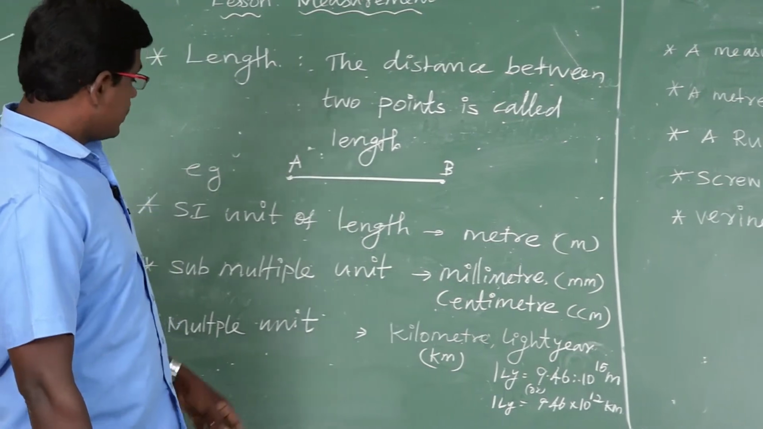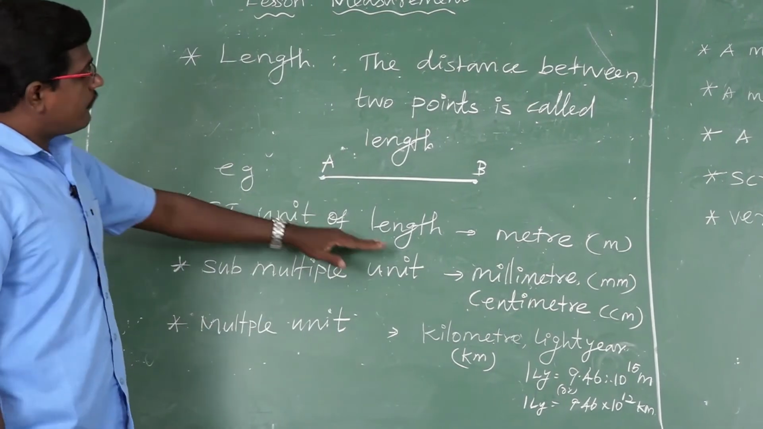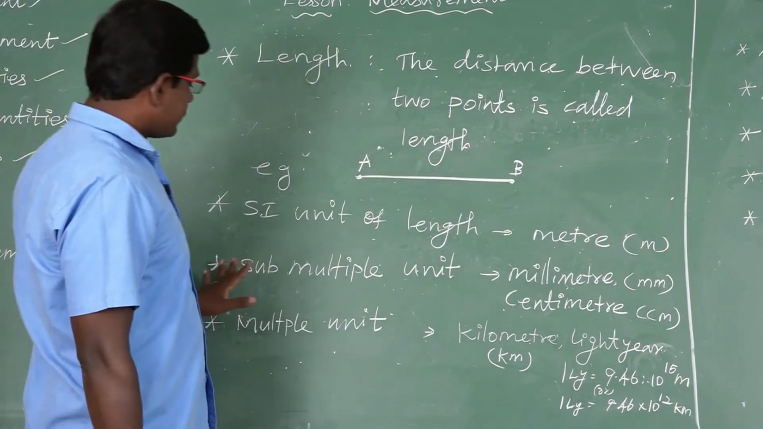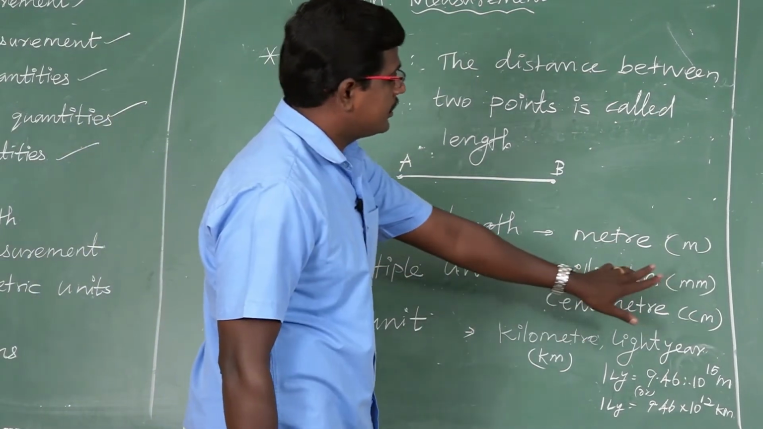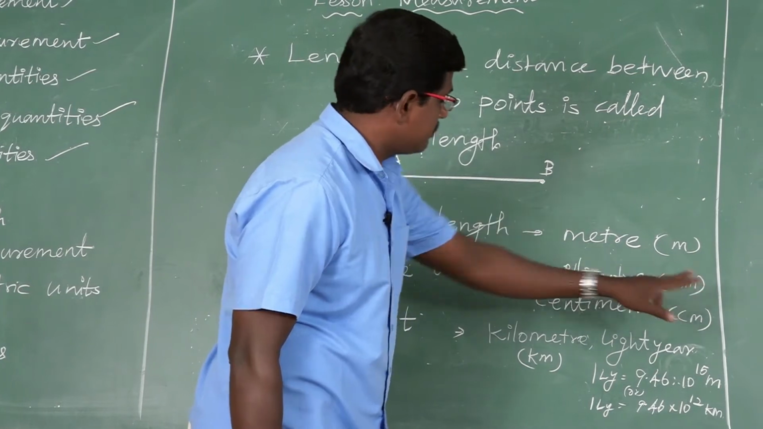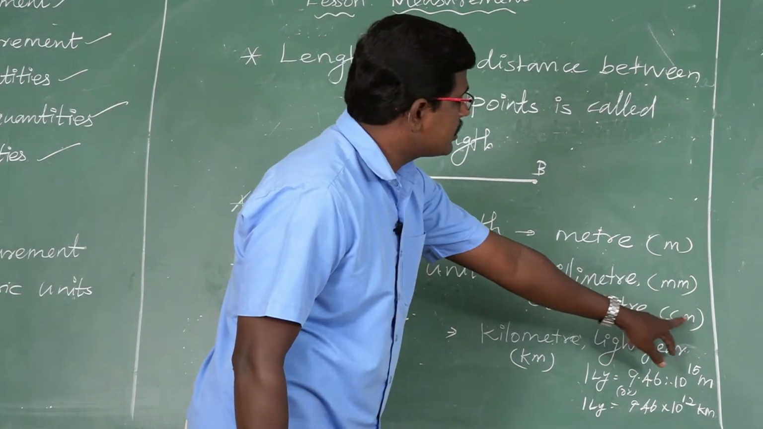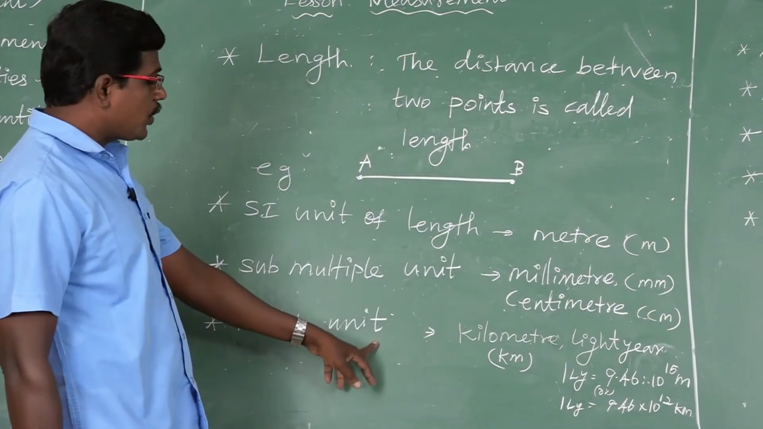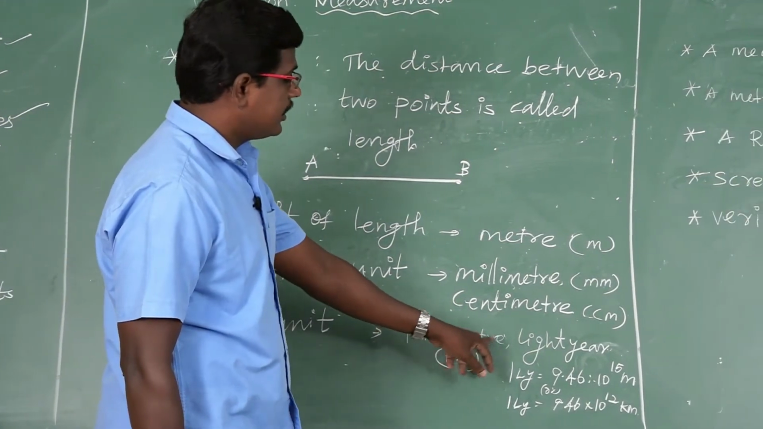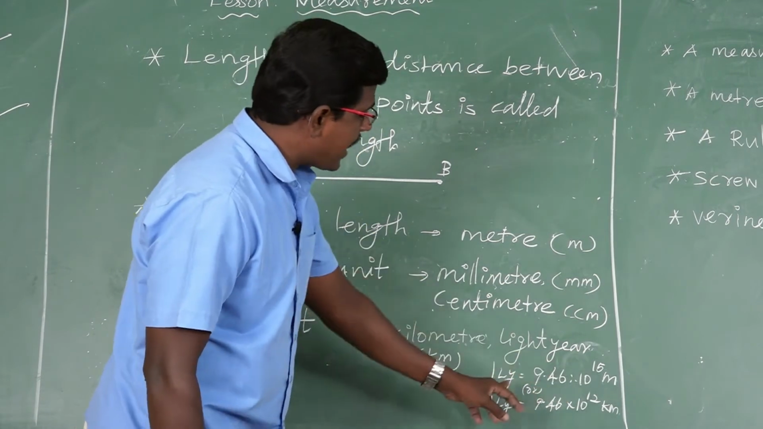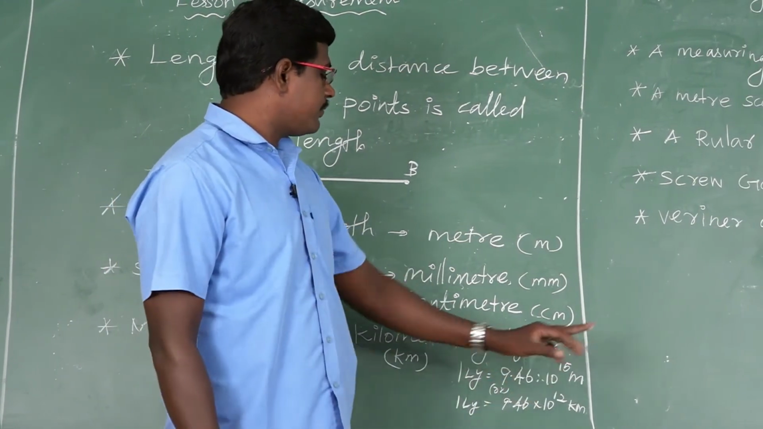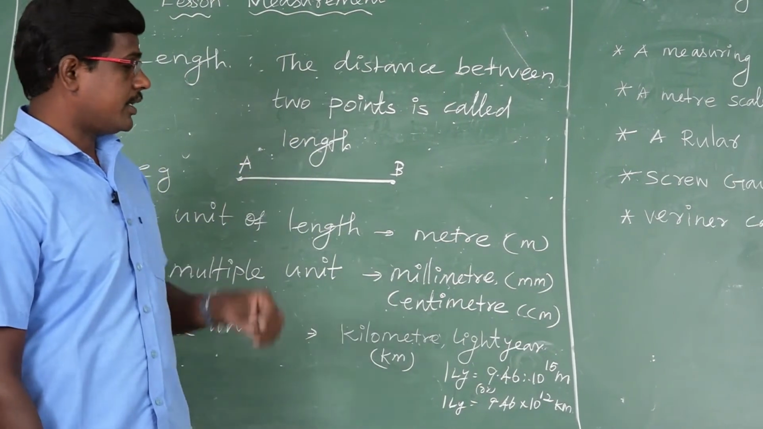So, next, the SI unit of length is the meter, symbol m. Submultiple units: millimeter, symbol mm, and centimeter, symbol cm. Multiple units: kilometer, symbol km, and light year. 1 light year equals 9.46 times 10 power 15 meters.